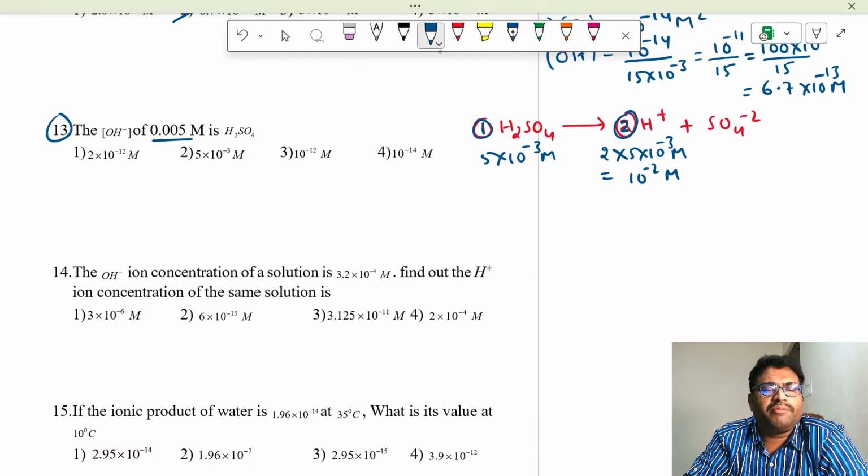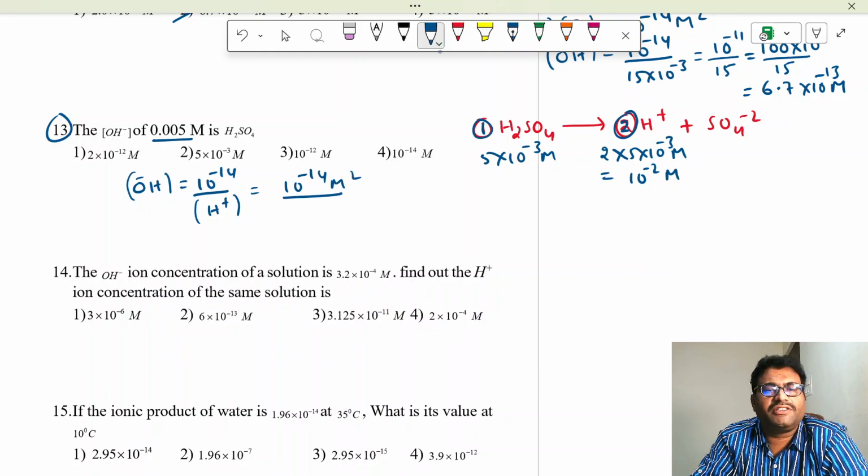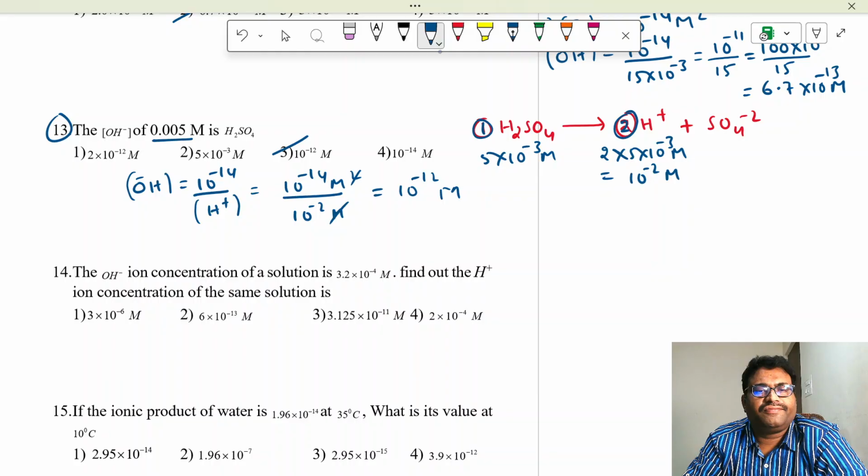Then temperature is not given. When temperature is not given, you have to take 25 degrees centigrade. Then what you can write? OH minus ion concentration is equal to 10 power minus 14 by H plus ion. That is equal to 10 power minus 14 molar square by H plus, which is 10 power minus 2 molar. Then that is equal to 10 power minus 12 molar. That's the answer.